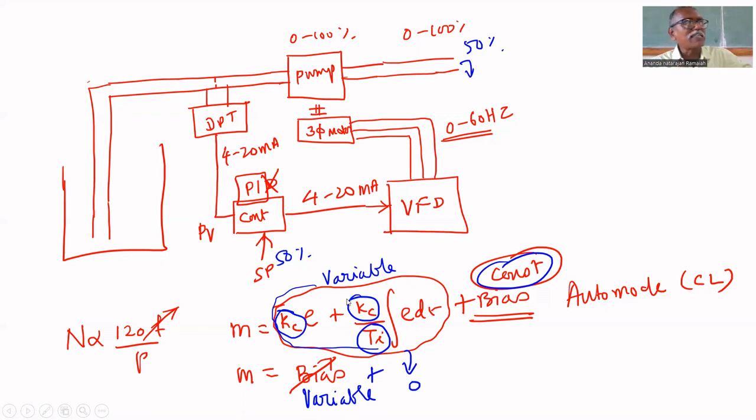So, you cannot use the same Kc and Ti here. You have to find different tuning parameters here based on this process. How to find that?